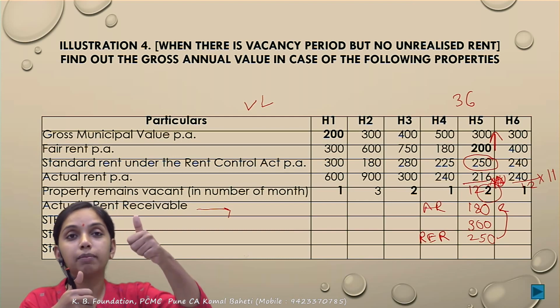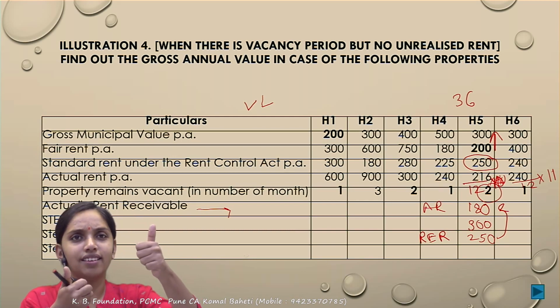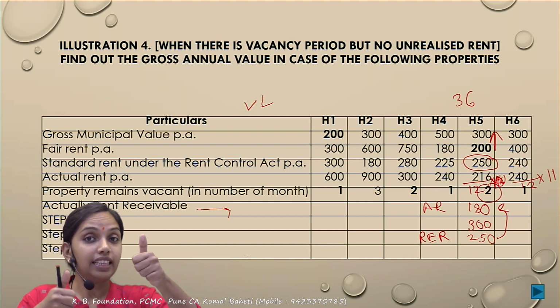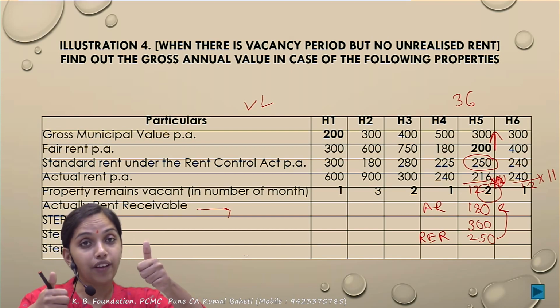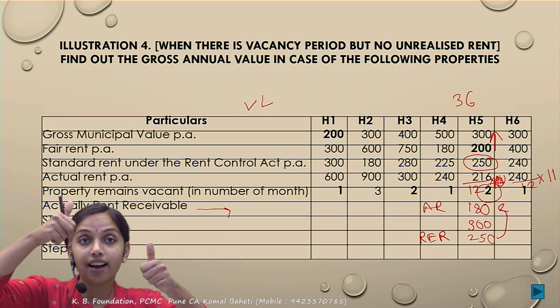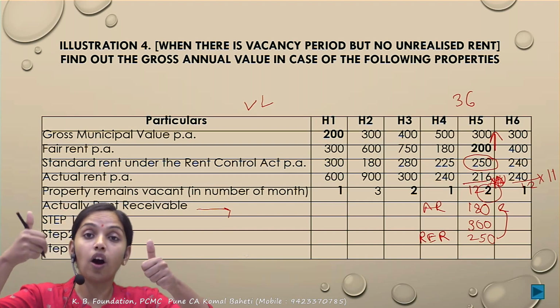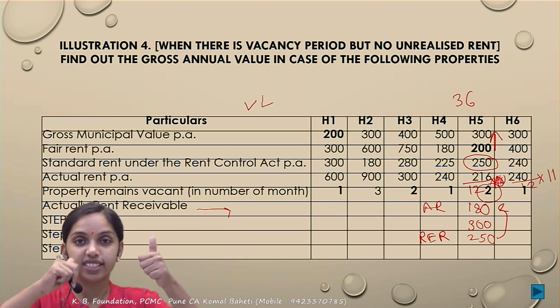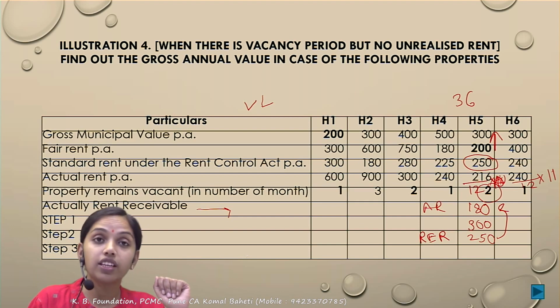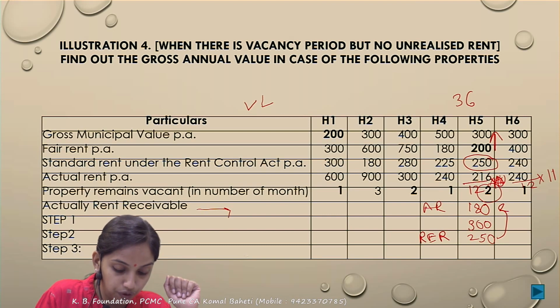So who would become the GAV? Whoever is higher would become the GAV. That is a general rule. Correct. Now AR will come and fight. Due to the vacancy I am lower. If there would be no vacancy, I would be higher than you. Correct. Or equal to you. So just check it out then. Vacancy नहीं होती तो क्या होता? If there is no vacancy, then what would have happened?